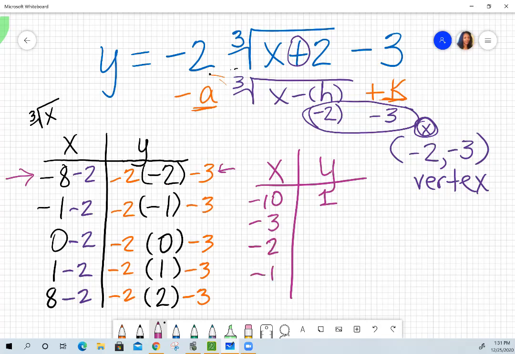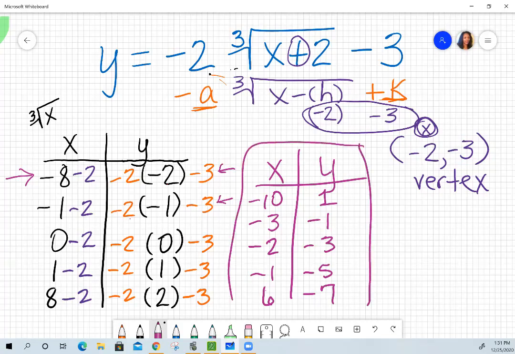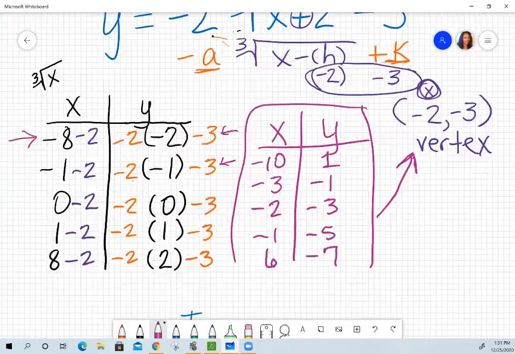And again, 8 minus 2 is going to give me 6. And if I go back up here, the -2 times -1 is +2. 2 minus 3 is -1. And then I just keep doing the math until I simplify. The purpose of doing this is because now this is the actual table where I can plot my points. I still need this. This is the center of my graph.